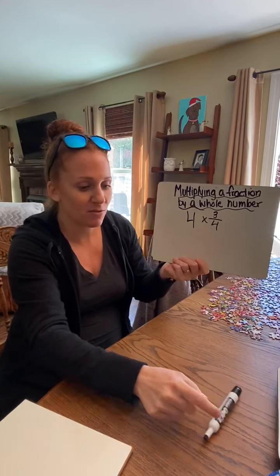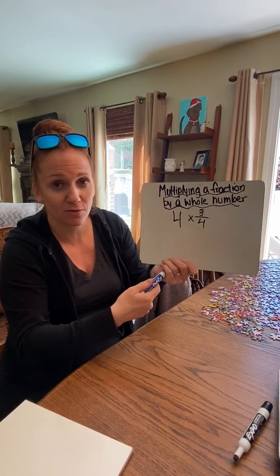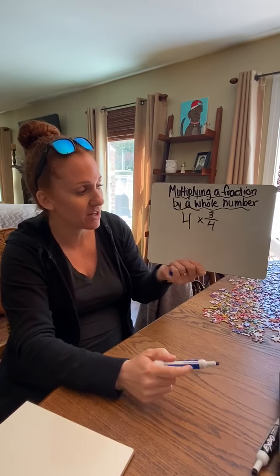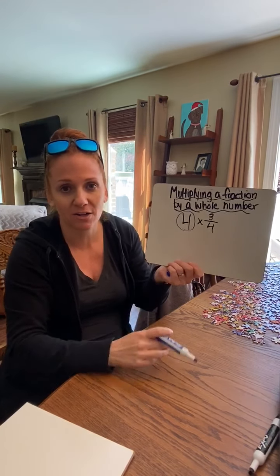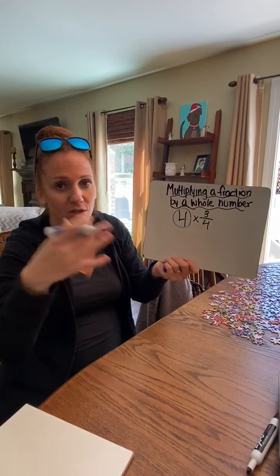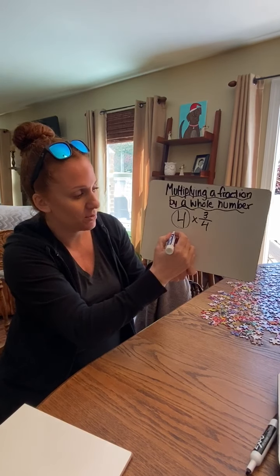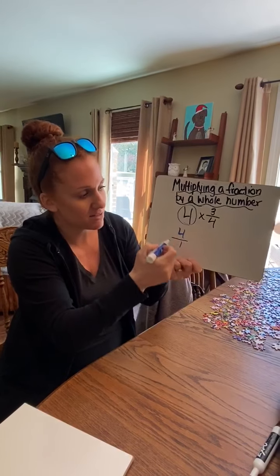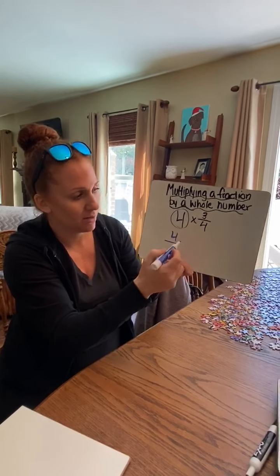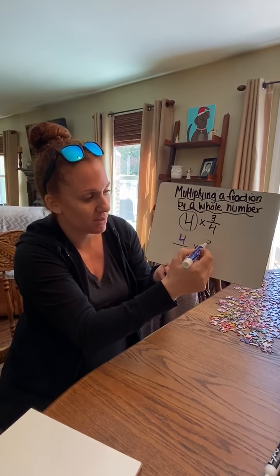All right, so we first have to take our whole number 4 and make it into a fraction. Whenever we need to make a whole number into a fraction, it's really easy. We just put it over 1. So it would look like this, 4 over 1. That's the same thing as 4 times 3/4.